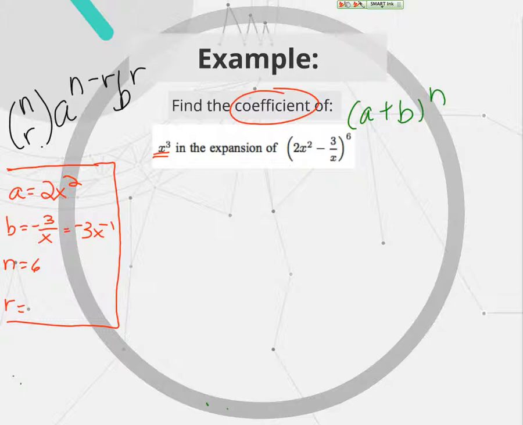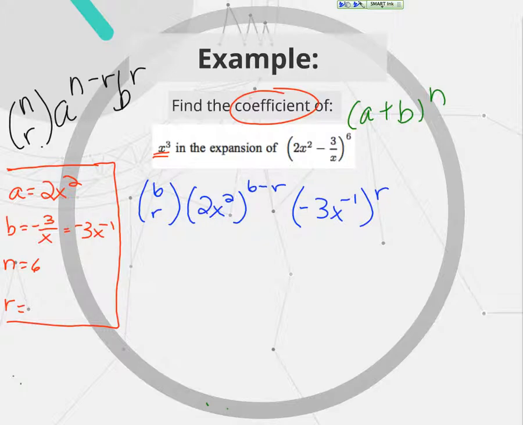What we are going to do is plug those three things in, and we're just going to leave r as r to start. So it will look like this. So n is 6 above r. 2x squared to the 6 minus r, and negative 3x to the negative 1 to the r, because I don't know r, so I just plugged in everything but r.